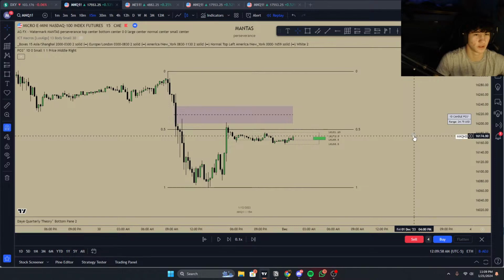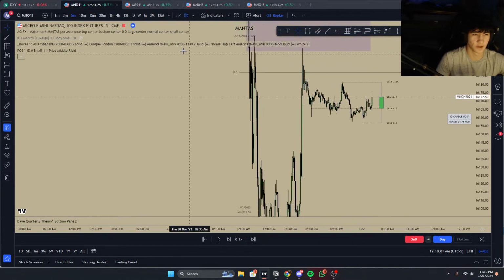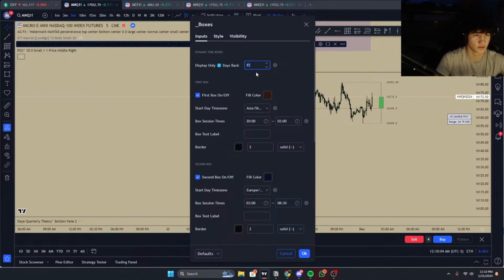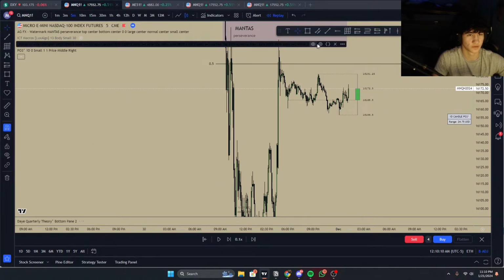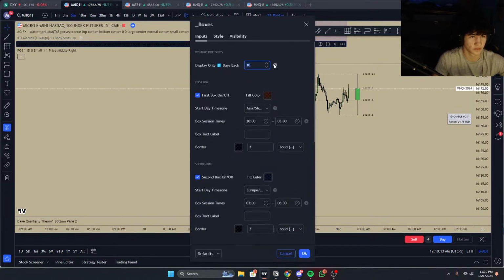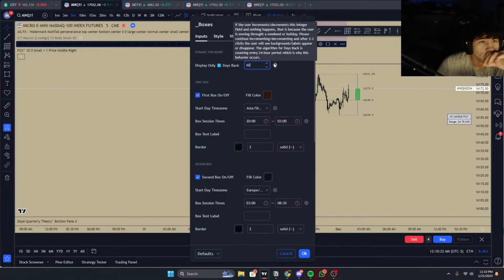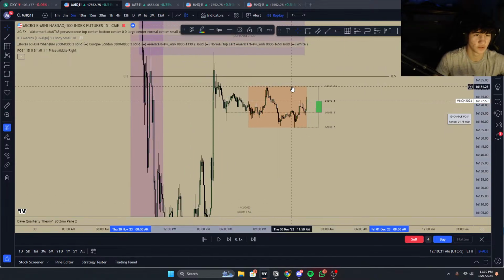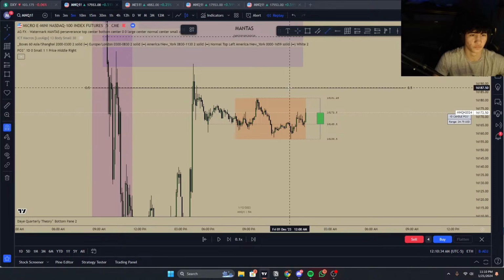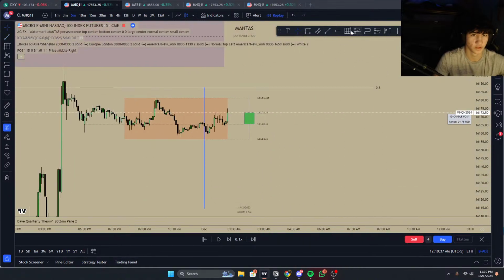Let's do this. I have everything I needed, except for my boxes, they don't show up here for some reason. Display. Let's do 100 days back. 60 days back. Let's do 60. Oh, there we go. Perfect. We fixed it. Now we're looking for midnight open. Boom. Okay, mark that out. Toss in our midnight open right here.